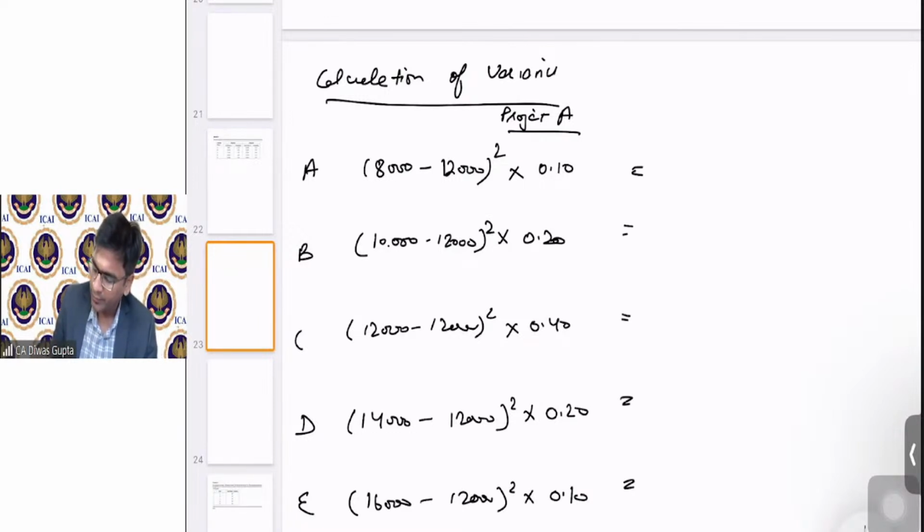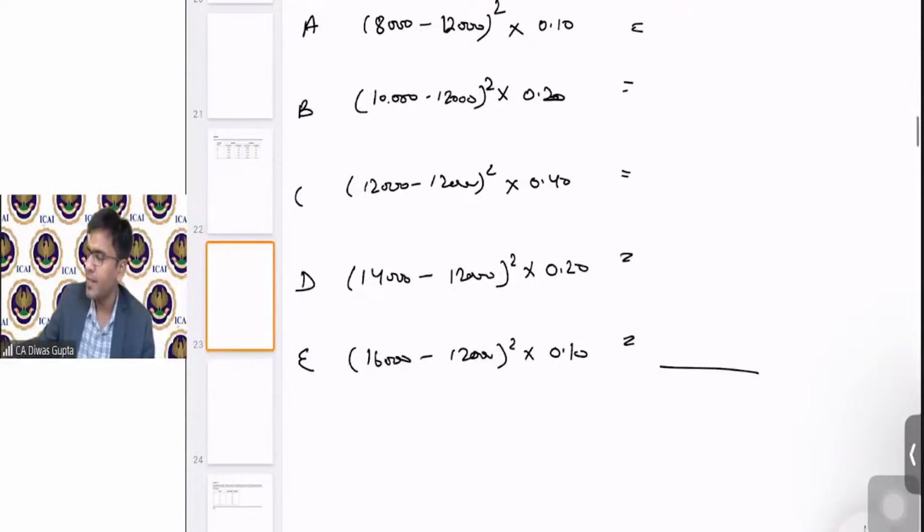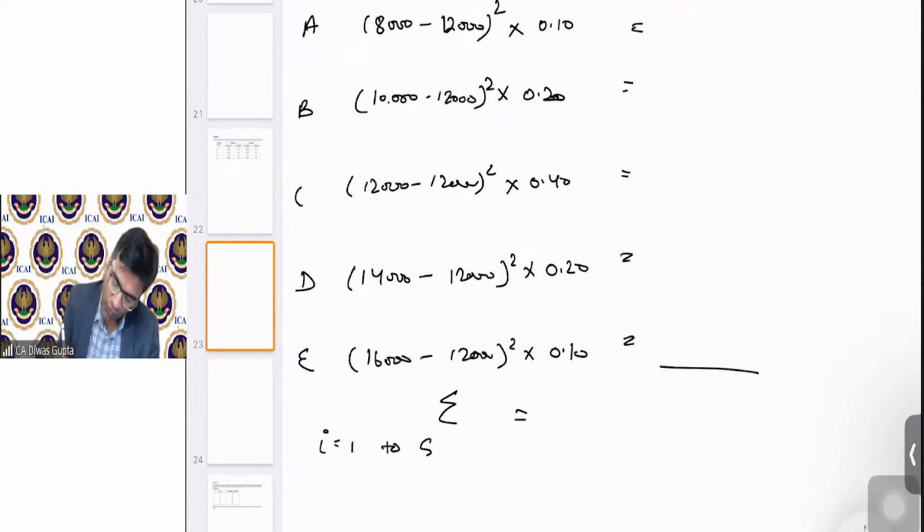So the total here again comes as, see, this is the summation that we are taking. So Kirti, just to answer your question, I here is equal to 1 to 5. While we are standing at A, I will be A. While we are standing at B, I will be B. C, I will be C. So that is why it was mentioned. This comes as 48 lakhs.